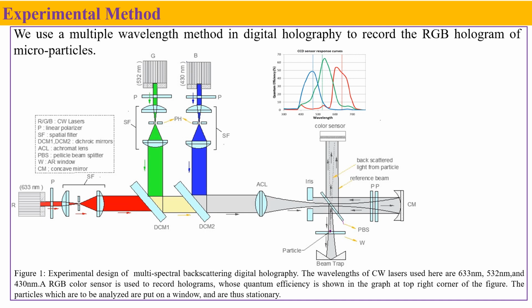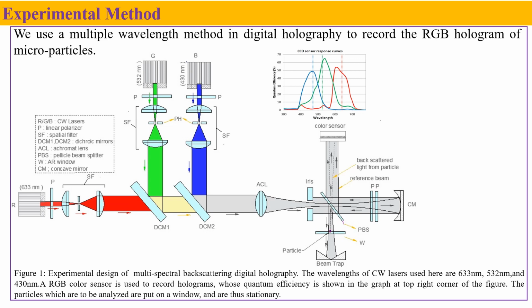After spatial filtering and collimating these beams, we combine them by two dichroic mirrors, DCM1 and DCM2. The first dichroic mirror is used to combine red and green lasers, and the second dichroic mirror combines all three color lasers and produces mostly white light. This collimated white light is then passed through a chromatic lens, and then passed through a Michelson interferometer.